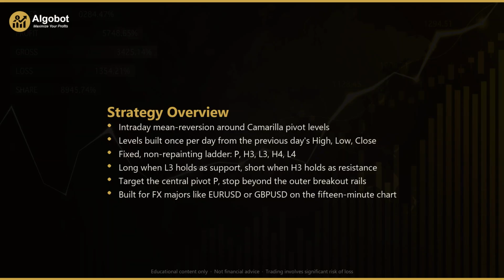They do not repaint or shift around, which makes them easy to study and easy to trust as reference points. The trade idea is the well-known Camarilla behavior. On a normal, non-trending day, price tends to oscillate inside the H3 and L3 band and revert back toward the central pivot. L3 tends to act as fresh support, and H3 tends to act as fresh resistance. The outer H4 and L4 rails mark the point where that reversion idea breaks down and the day becomes a breakout day instead.